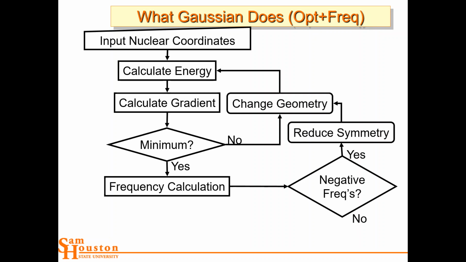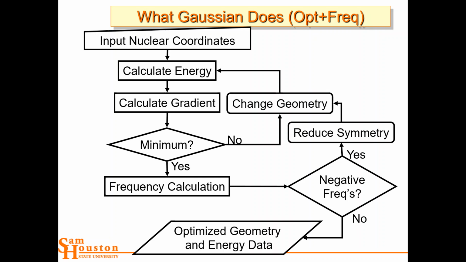Then you end up with the frequency calculation. Eventually you get an output that has no negative frequencies, and then you're at the optimized geometry and you have energy data that you can use. Yeah. Are these relative minimums or are they absolute? We really can't know. Okay.